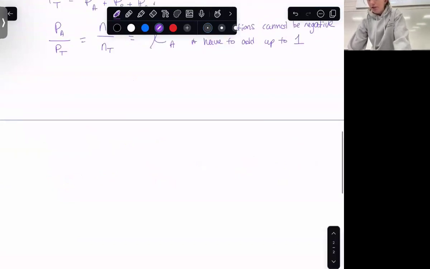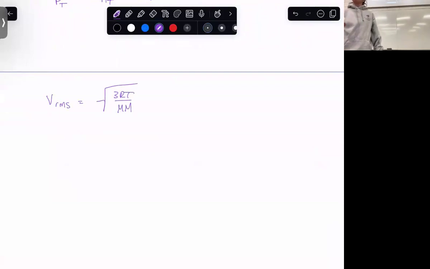I think this is going to be given to you, but your velocity, your root mean squared, is going to be the radical 3RT over molar mass. And so what does this tell you? What does this equation tell you? Yep, and this is going to be the speed of your molecule. So what does MM stand for here? This is your molar mass.